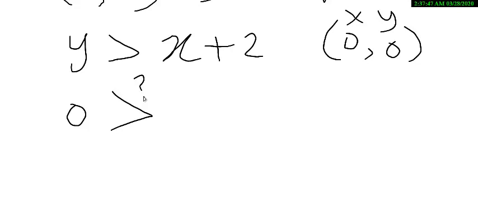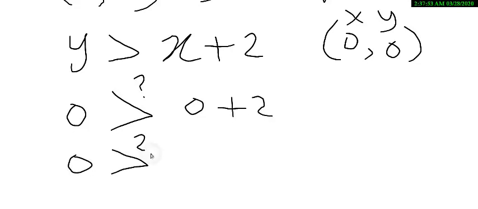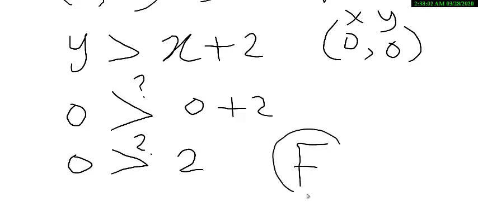So I'm gonna replace x by 0 plus 2. Drop down 0 greater than question mark 0 plus 2, which is gonna be 2. I have to ask myself one question: is 0 greater than 2? And this is false. This is not correct. What does it mean? It means that 0 is not greater than 2. It tells us that the area which includes 0 and 0 on the graph is not a solution.